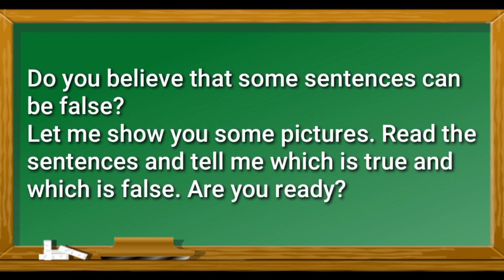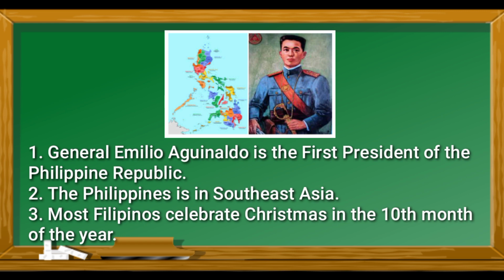Do you believe that some sentences can be false? Let me show you some pictures. Read the sentences and tell me which is true and which is false. Are you ready? What can you see on the first picture? That is a Philippine map. How about on the second picture? That is a picture of General Emilio Aguinaldo.